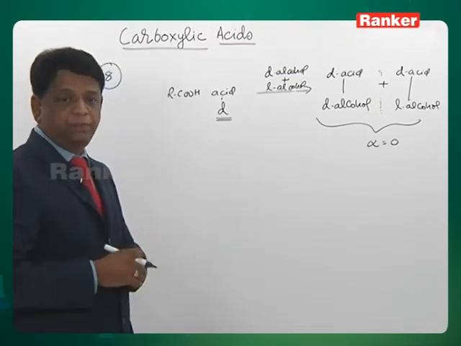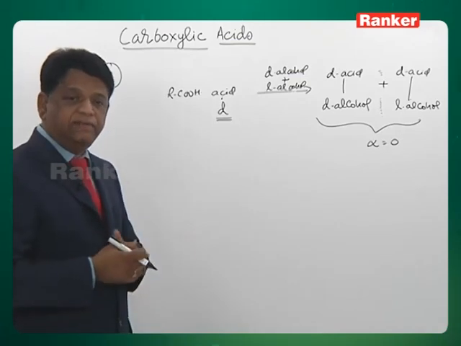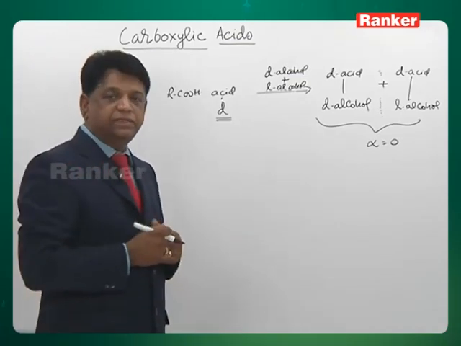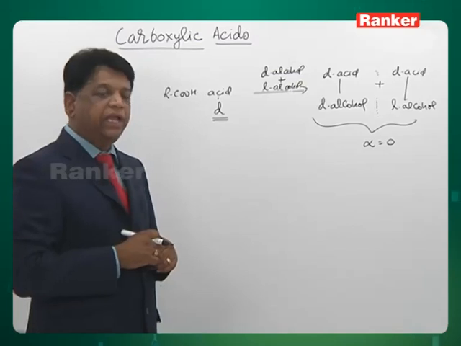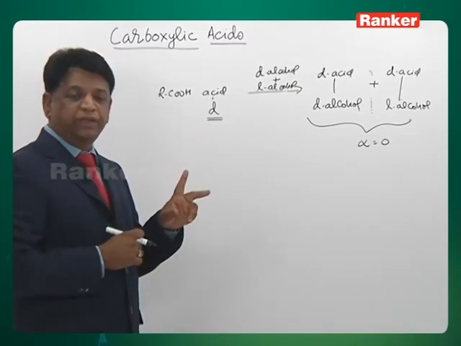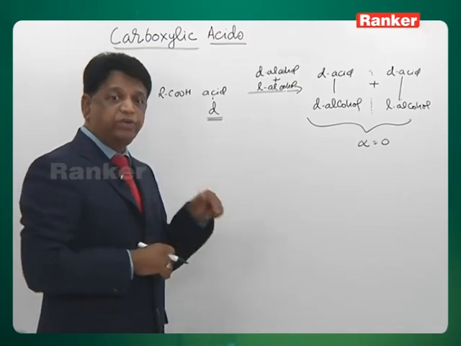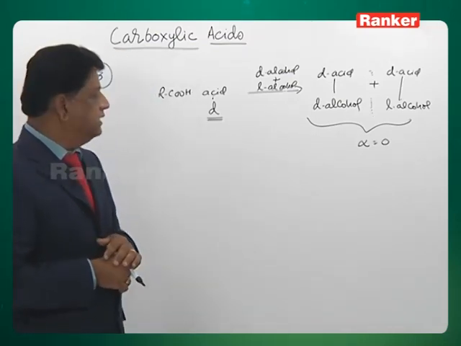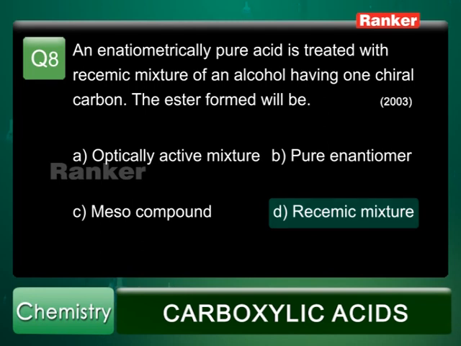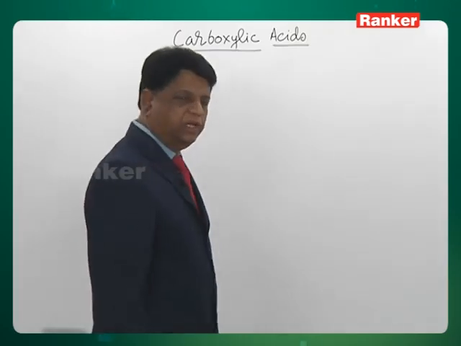Meso compound and racemic mixture. Here the controversy is if you accept the racemic mixture, the last one, pure enantiomers, so these two must be enantiomers. Two enantiomers only will make the racemic mixture, but here diastereomers are making the racemic mixture. That is the answer. So the last answer, answer D, is the right answer. So let's go for question number 9.